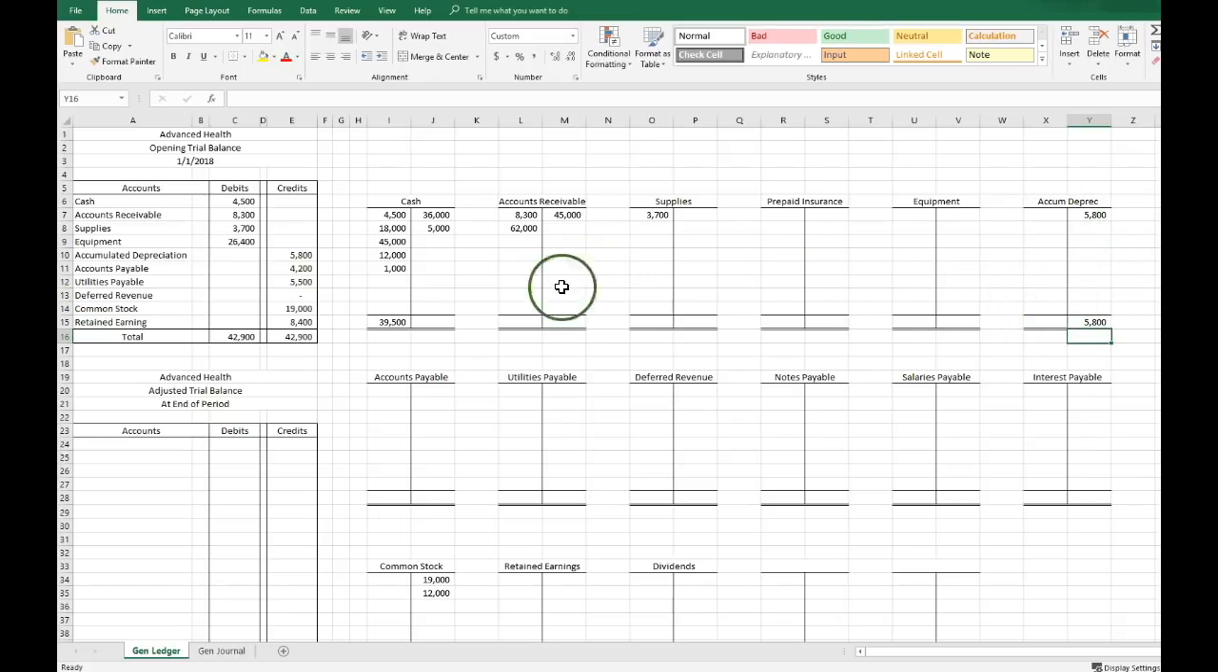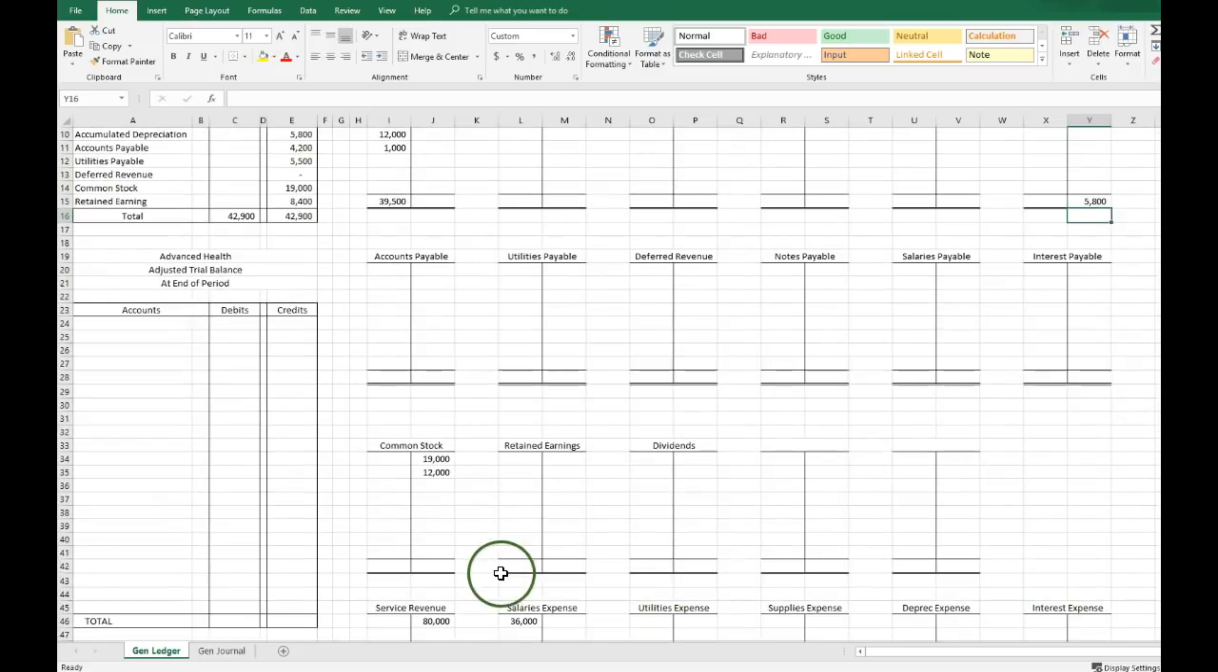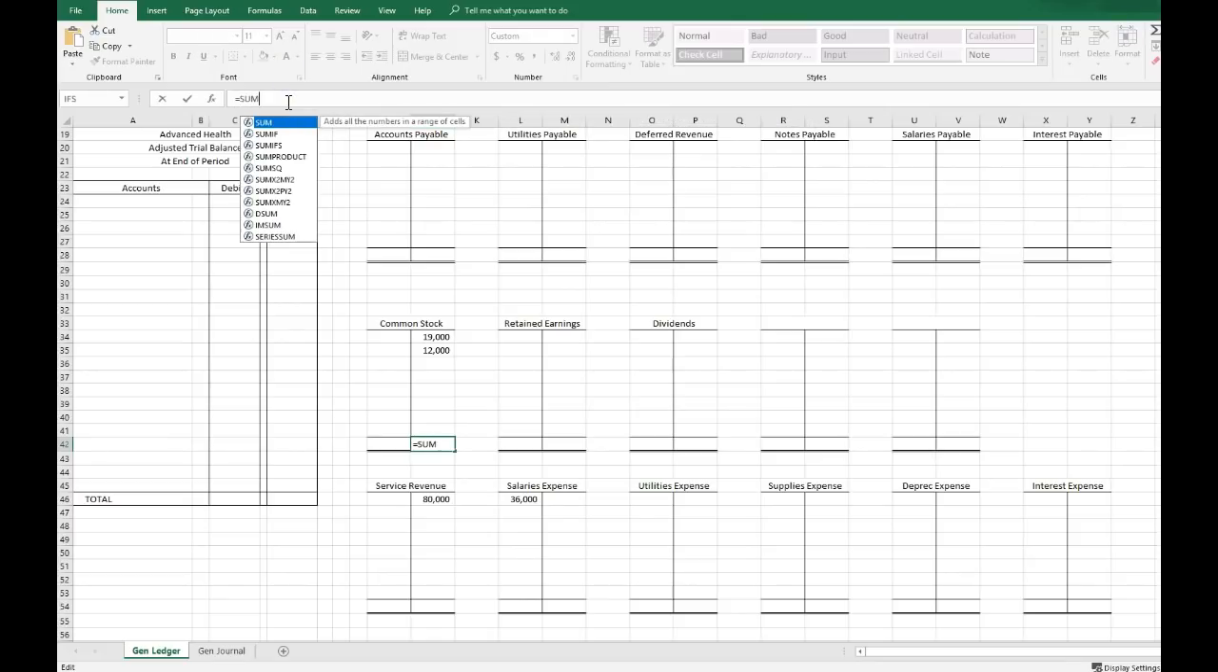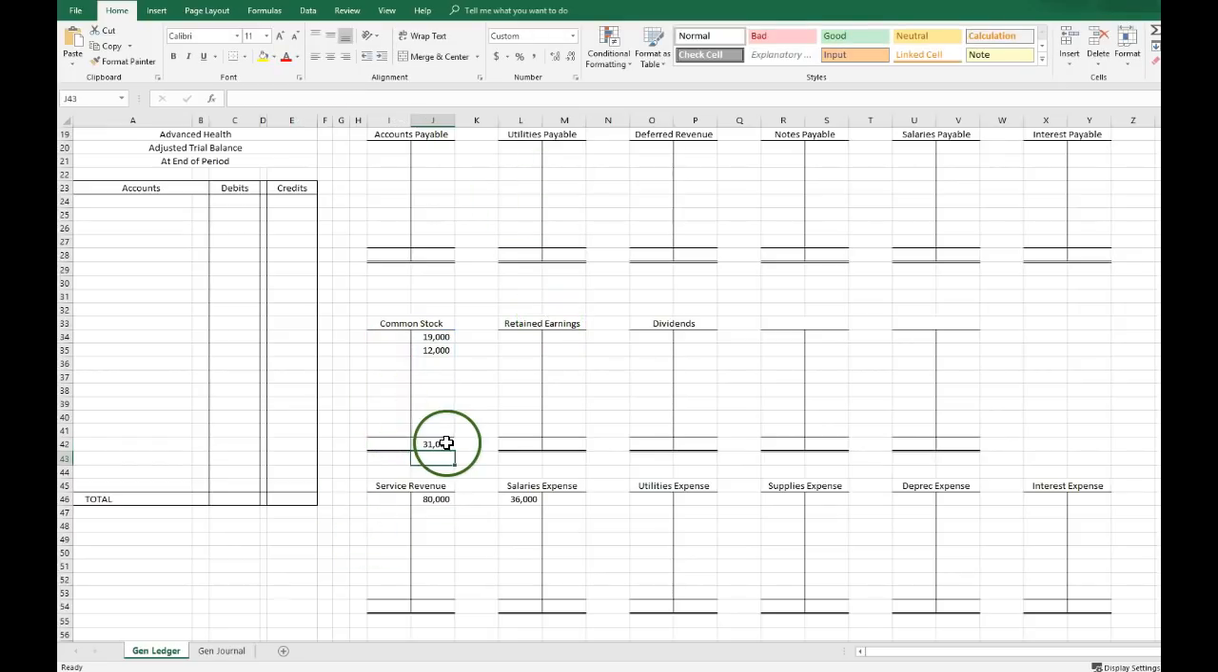But make sure that you keep the correct account, debit or credit, for the type of account you have. Liabilities, like these payables in here and deferred revenue, have credit balances. Revenues have credit balances. Common stock, a credit balance. This is probably the only entry you might have, so I'll show you how to do this one. Here, equal, sum, open parentheses, this range, close parentheses, minus sum, open parentheses, this side, close parentheses, and enter. And there you have Excel adding the numbers for us.